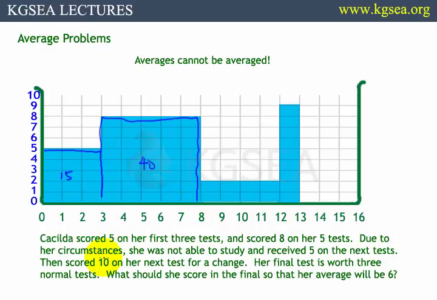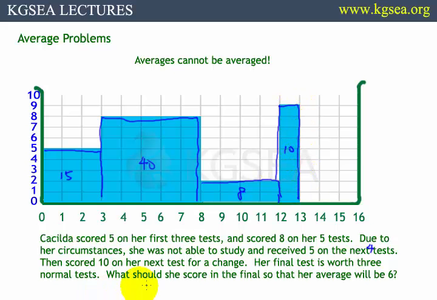Due to her circumstances, who knows what happened to her, she was not able to study and received only 5 on the next tests here. Next 4 tests, I missed it. So if you did it and couldn't get it right, maybe you should go back and do it again. So there's 8. Okay. Then she scored 10 on the next test for a change. So this is the total we have here.